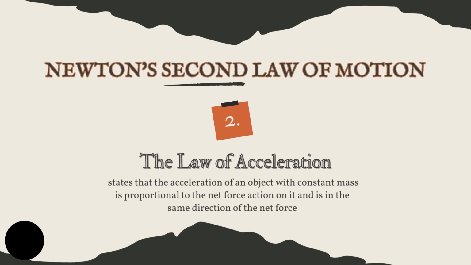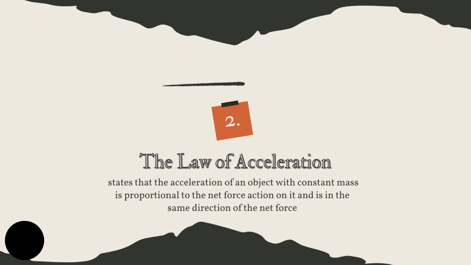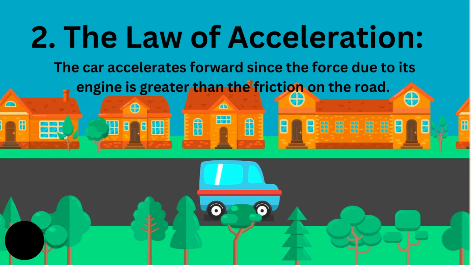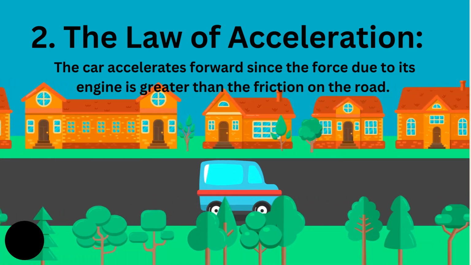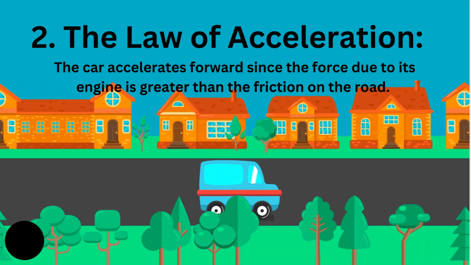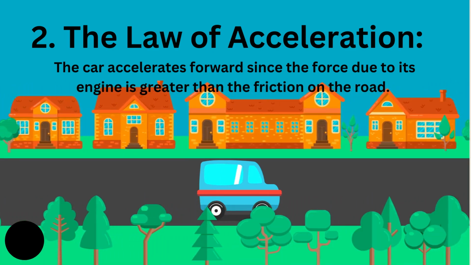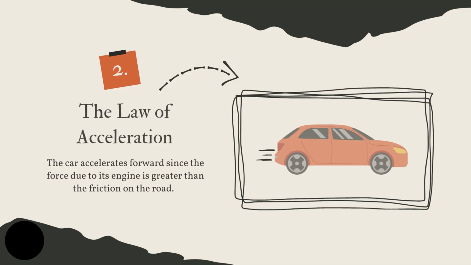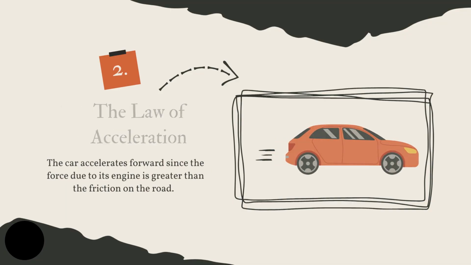Newton's second law of motion states that the acceleration of an object with constant mass is proportional to the net force acting on it and is in the same direction as the net force. The law of acceleration: the car accelerates forward since the force due to its engine is greater than the friction on the road. The car accelerates.